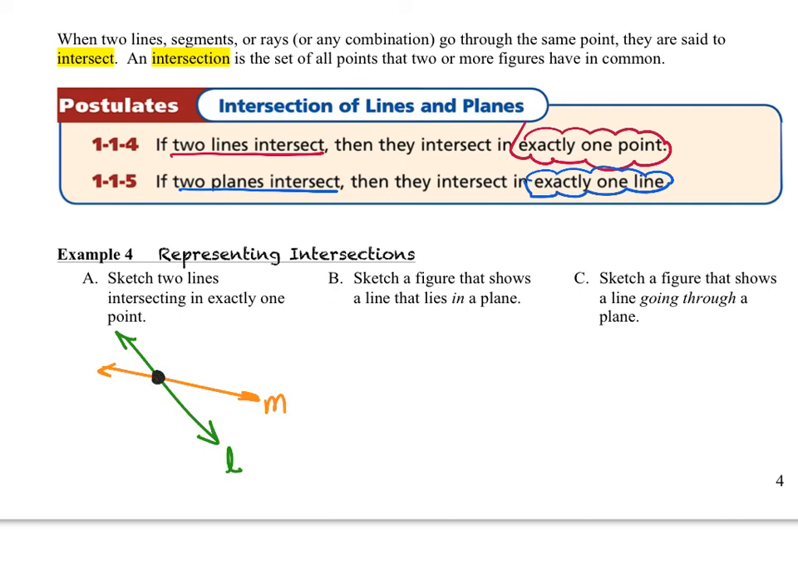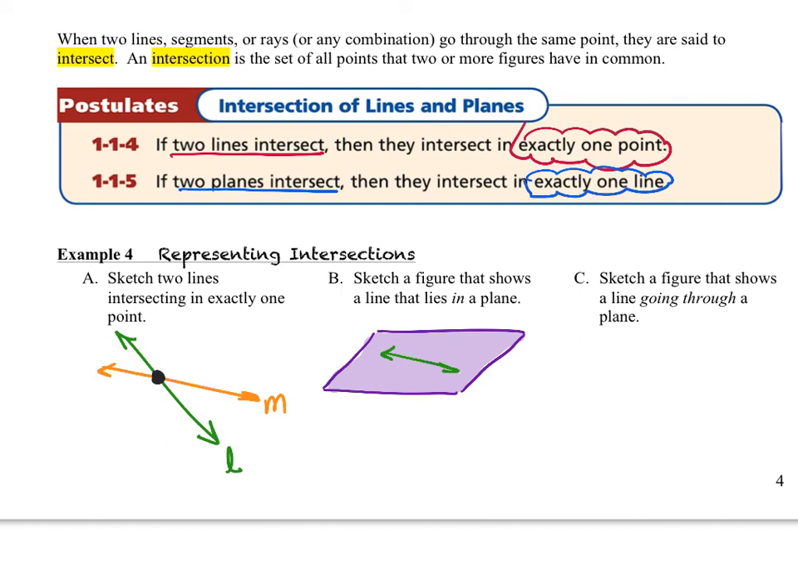Part B says sketch a figure that shows a line that lies in a plane. We're going to try to do a 3-dimensional plane that appears to go off in every direction. And on that plane, we are going to draw a line laying on it. Okay, sketch a figure that shows a line that lies in a plane, and we have done that. It does not go through the plane.